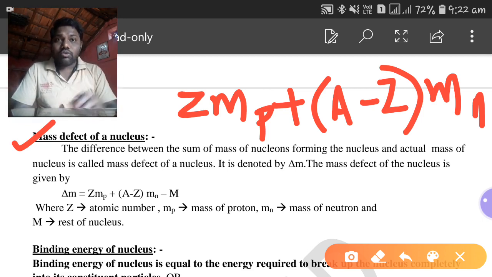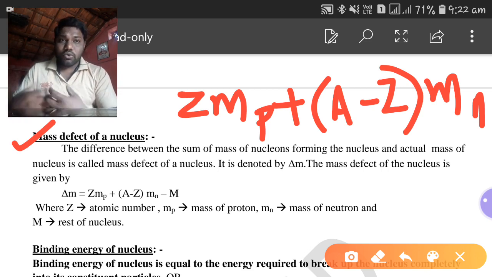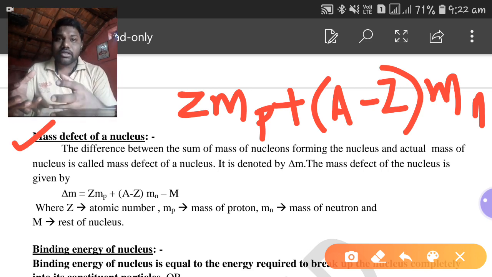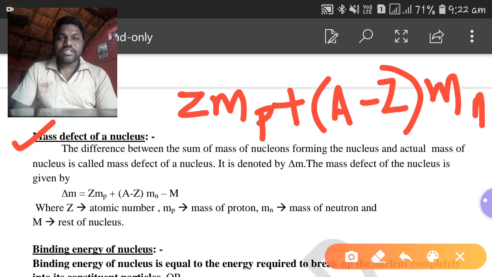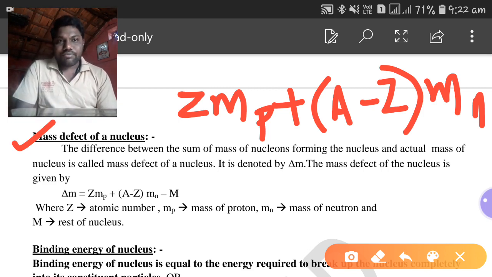One is the actual mass, where we directly measure the mass of a nucleus. In the other way, we indirectly find the mass of a nucleus: the sum of masses of protons and neutrons gives the nuclear mass. But here there will be some difference between these two masses, and that difference is nothing but the mass defect.